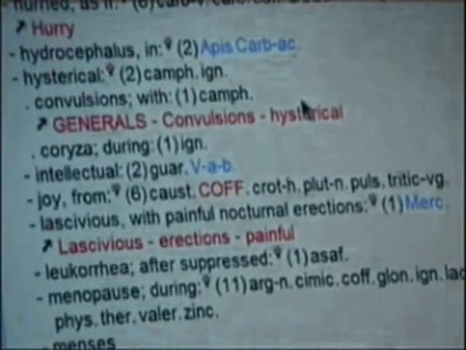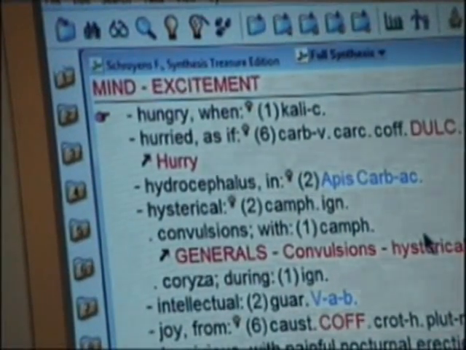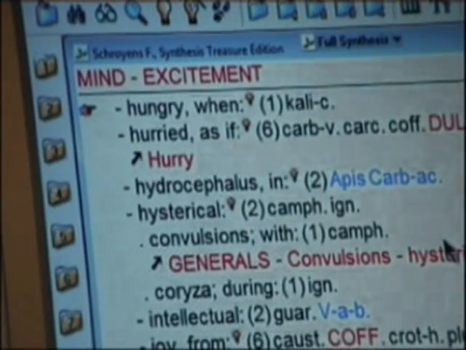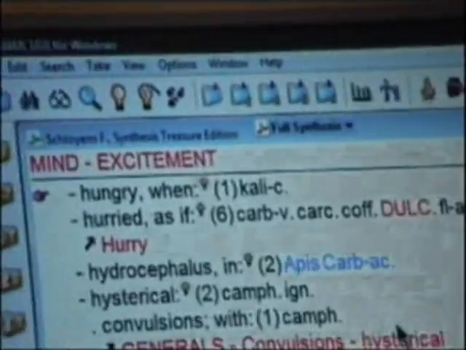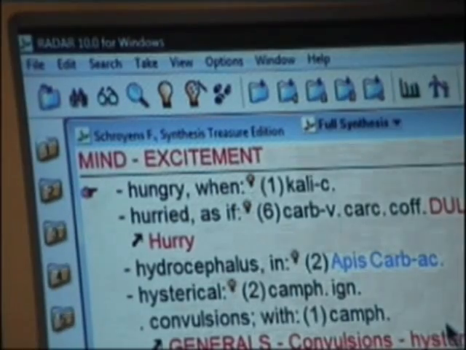And under excitement, you look at "when hungry", and you will see over here Kali Carb. And then you will see the advantage. And what is the advantage? The advantage is that there are no other remedies along with Kali Carb. That means that this symptom of Kali Carb is so important that it is not being shared with any other remedy of Materia Medica. So, this is the advantage of looking at the repertory.